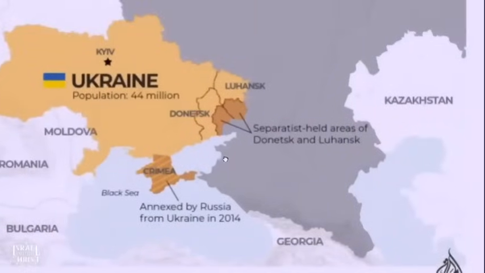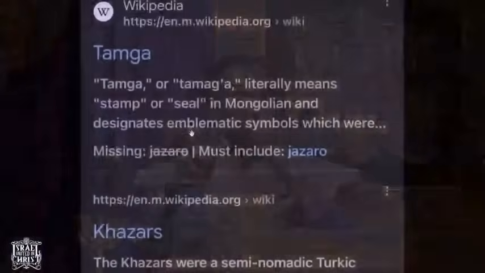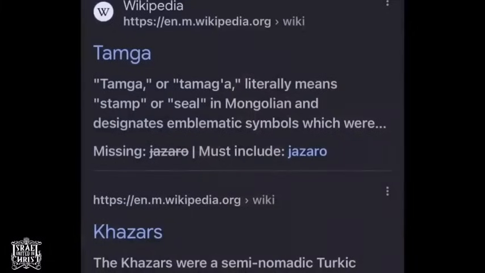Ukraine. And Russia. All of that is Khazaria. Hey, give me Wikipedia. I gave it to you. Right there, read that. Tomga or Tamaga literally means stamp or seal in Mongolian and designates emblematic symbols which were. Now, that's all I wanted. Tomga means a seal or a symbol, right?